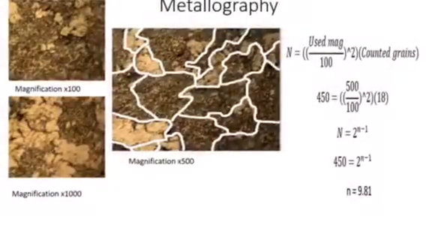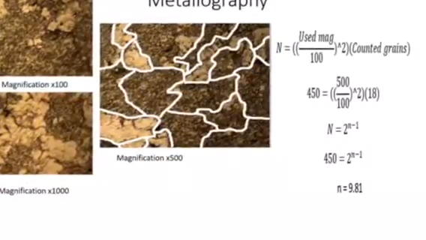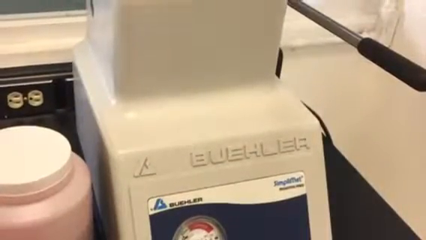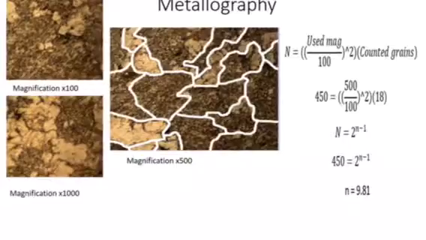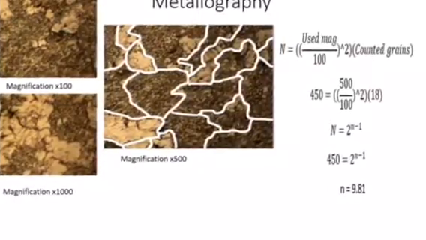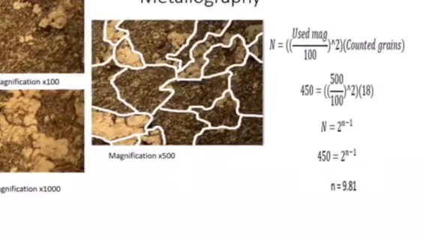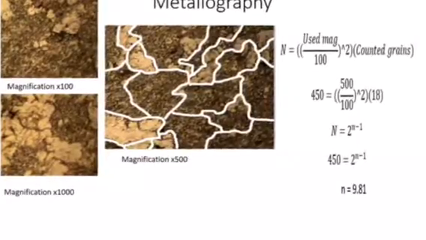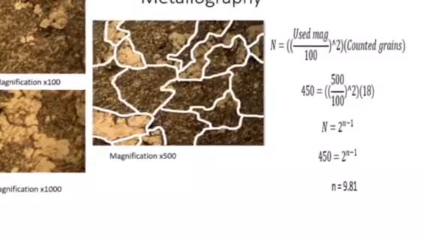Finally, I made the metallography. For the metallography, we have to make the bakelite with the press machine and make a chemical attack, so we can see the grain size in the microscope. First, we use the magnification times 100, then 500, and finally 1,000. Also, we have to use the formula shown in the image so we can get the ASTM grain size.